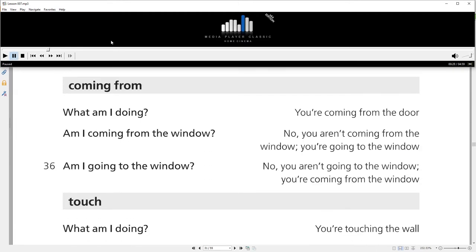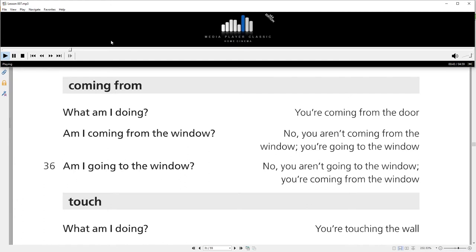Coming from. What am I doing? You're coming from the door. Am I coming from the window? No, you aren't coming from the window. You're going to the window.